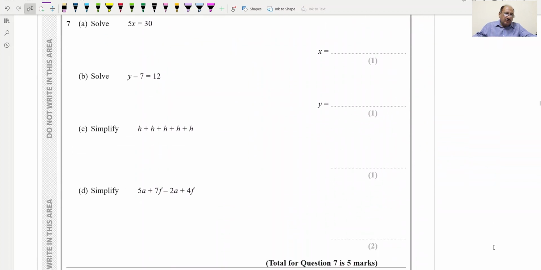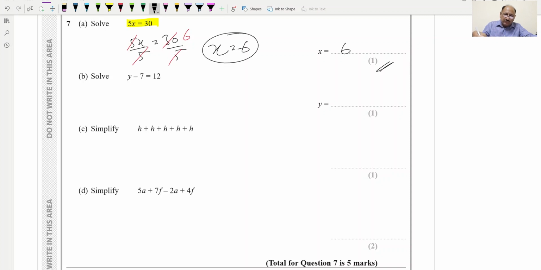Now question number 7, which is simplification of this equation. We can write 5x is equal to 30. Divide both sides by 5, and this will be gone, this will be 6. So x is equal to 6. This will be our answer, and this is a 1 mark question. Now B part, we have to solve this, and y is equal to this, so we can shift minus 7 to the other side. 12 plus 7 is equal to 19. So our answer will be 19 for 1 mark.